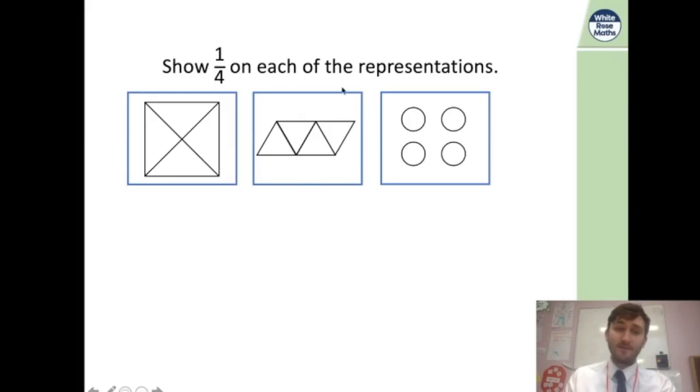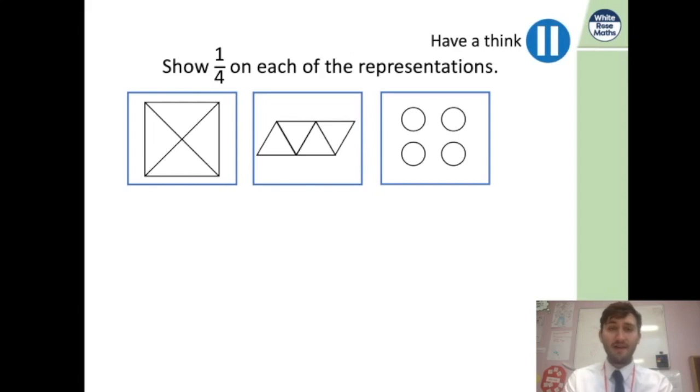So now I've got my representations, and it says show a quarter of each of the representations. So remember, my denominator is how many there are, and my numerator is specifically just one of them. So pause the video and have a think. You might even want to draw these out and shade in one of the quarters of each of the representations.